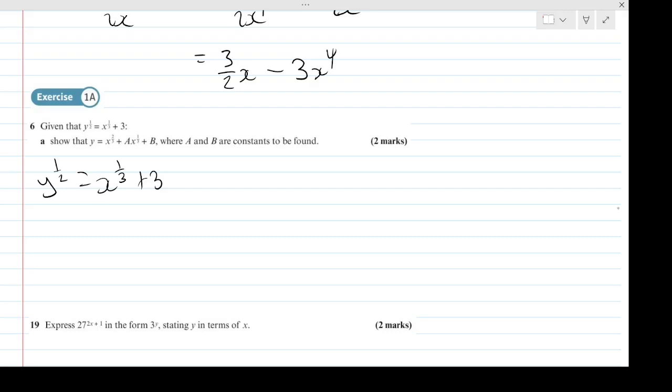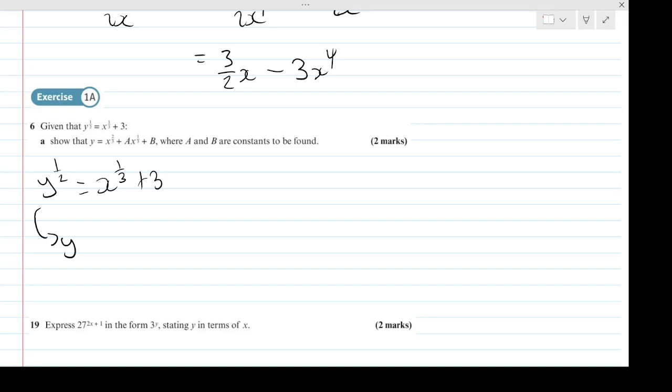Now, these are fractional indices, but you do not need to work with that at the moment. Let's have a look. So y to the half is x to the 1 over 3 plus 3. We want to have an expression for y, okay? Show that y is x to the 2 over 3, add a lots of x to the 1 over 3, add b. A and b are just numbers, right? Don't get freaked out by that. But we need y. Okay, we need to go from y to the half to y.